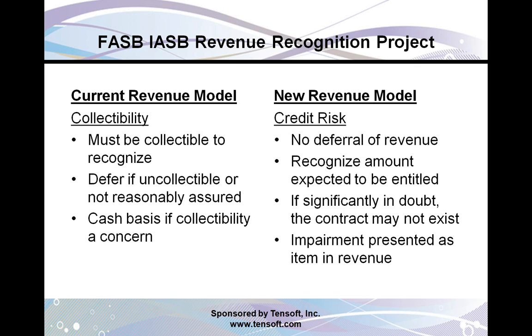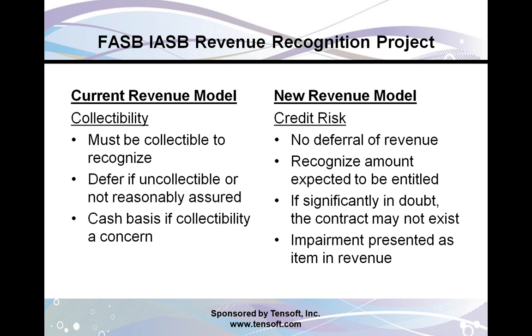So if we have normally a 3% bad debt expense, we're going to recognize 97% of revenue. If an item is significantly in doubt whether we're going to collect from the customer, the position of the new model is, well, maybe a contract really doesn't exist because one of our requirements for a contract was that payment be assured. And then impairment is going to be presented as an item in revenue, not as bad debt expense down in general and administrative expenses in our statement of operations or income statement.